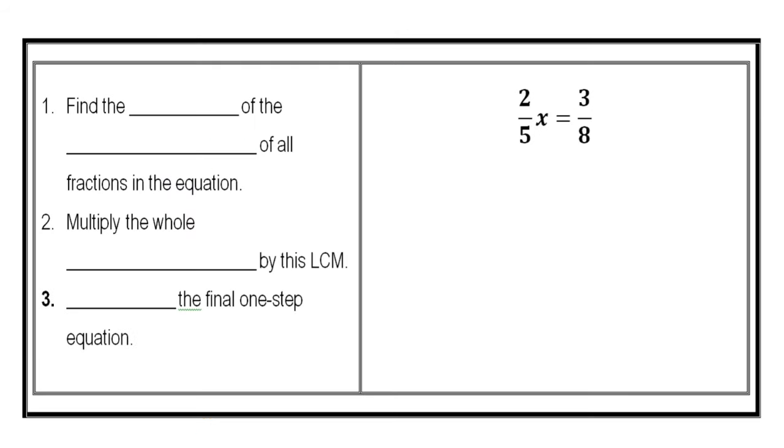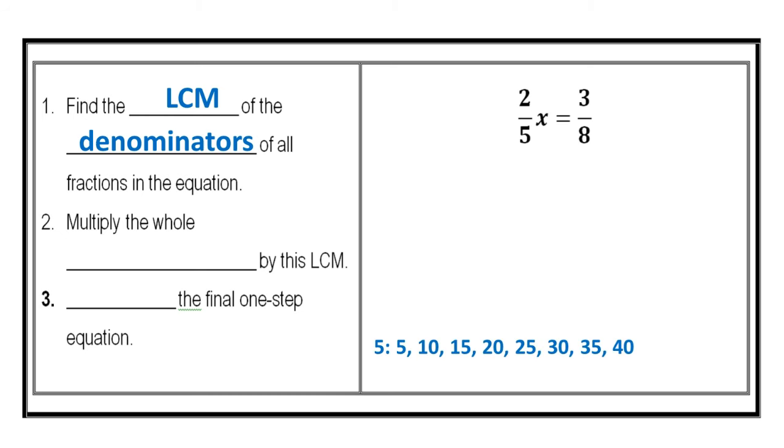There is a small shortcut that works with problems like this, and it works even better when we get to two-step equations with fractions. Find the lowest common multiple of the denominators of all fractions in the equation. So I have 2/5 x equals 3/8. So I'm going to find the lowest common multiple. So I'm going to list out my multiples. In this case, the lowest common multiple, the smallest value that they both multiply into, is 40. I'm going to multiply the whole equation by this LCM, this lowest common multiple.